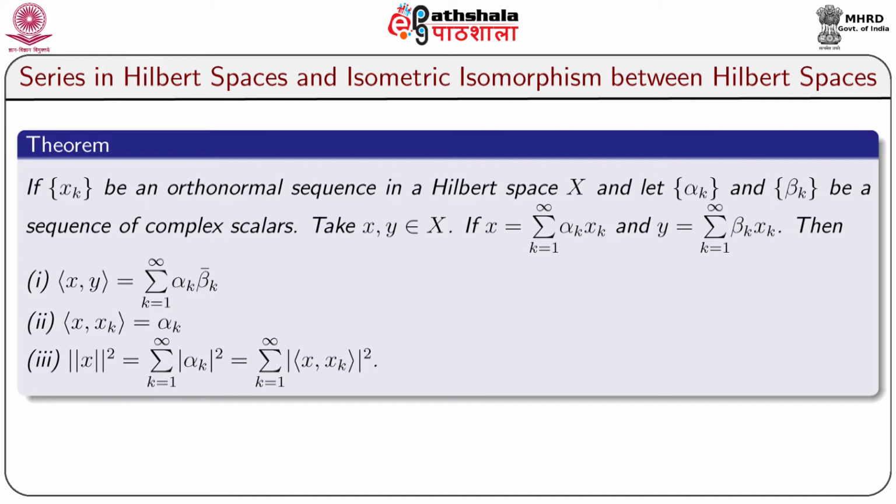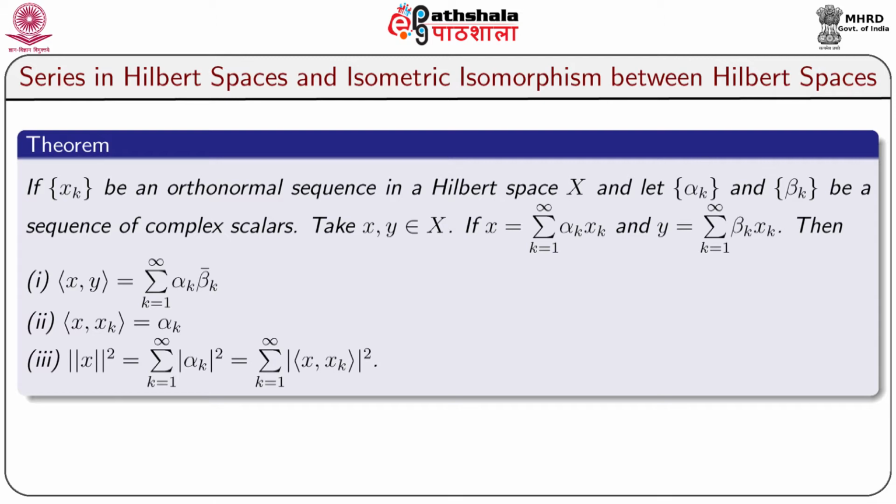Now, in this context we get a theorem. Let x_k be an orthonormal sequence in a Hilbert space X, and let alpha_k and beta_k be sequences of complex scalars. Take x, y belonging to X. If x = sigma k equal to 1 to infinity alpha_k x_k and y = sigma k equal to 1 to infinity beta_k x_k, then the following holds.